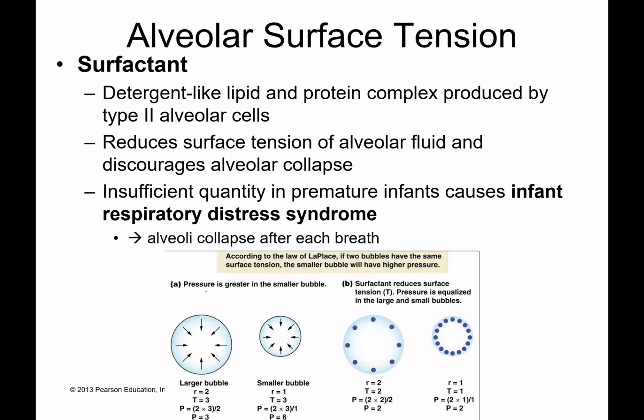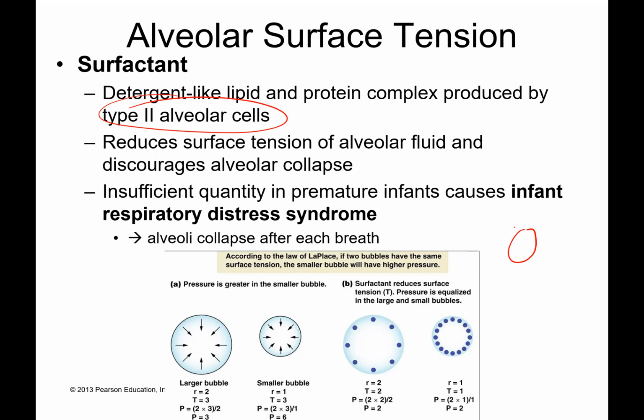Okay, the surfactant, which is a combination of lipids and proteins produced by those type 2 alveolar cells. Okay, they help reduce the surface tension of the alveolar fluid. Okay, it also will prevent the alveoli from collapsing. Remember, you kind of visualize them like a grape. It prevents them from collapsing.